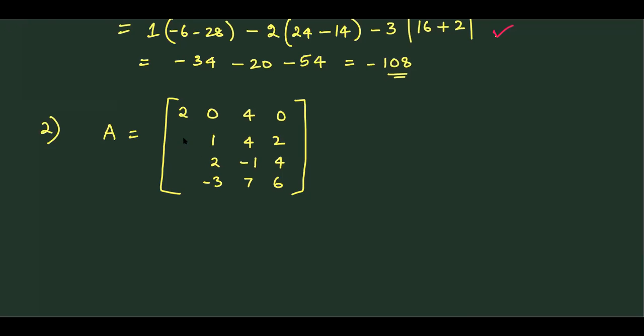Okay, 4 by 4. And then I will add here 1 0 0. This will be easier. So find determinant of A.